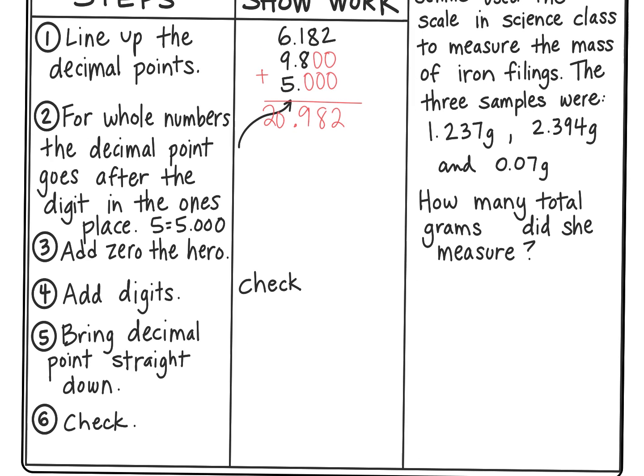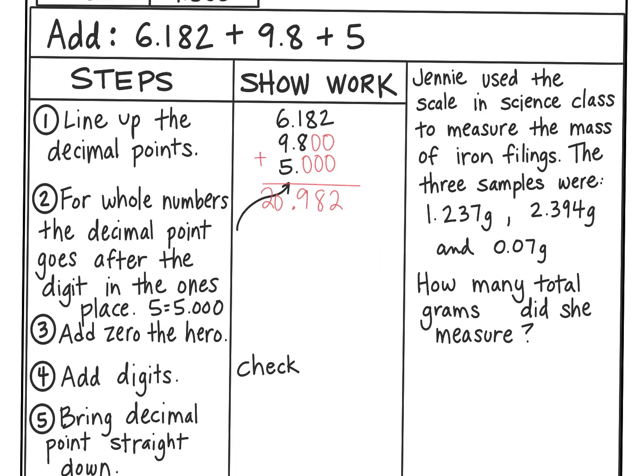Once you bring it straight down, the last step is just check it. Make sure you did it right. How could I check this? I could take 20.982 minus 5.000, then minus 9.800, and then I should end up with the first one. So I can work backwards. I can take my answer, subtract 5, then subtract 9.8. I could add 2 of these together and subtract that from my answer, and I should end back up with one of the numbers. There's multiple ways to check it, okay?